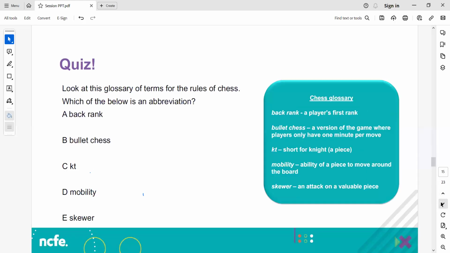Well done. So we've got a glossary here in the blue box for the rules of chess. Which of these is an abbreviation? An abbreviation is letters or words that are short for something else. Good. So Katie, we can look at the glossary here, and Katie, it's the middle one in the glossary, short for a knight, a chess piece.